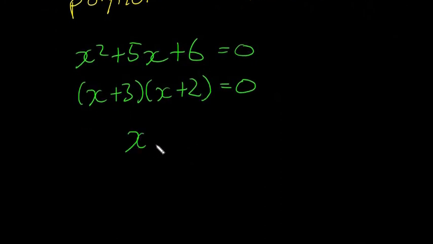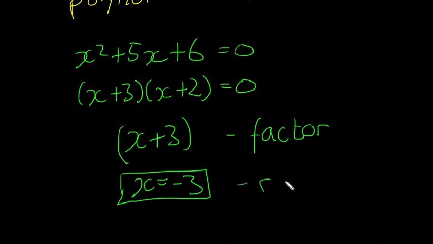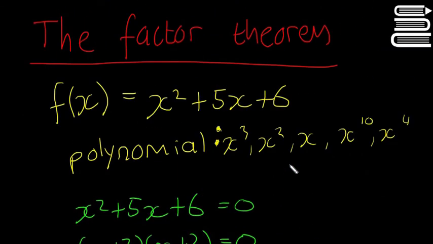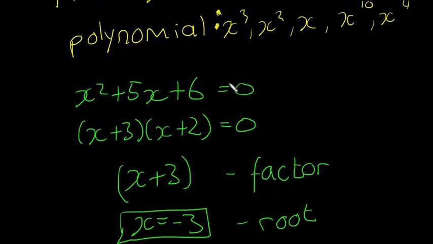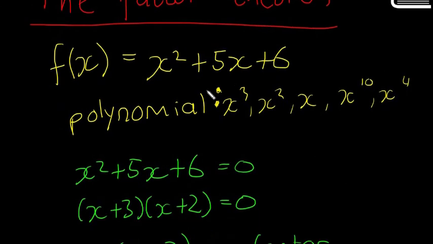I'm just going to use x plus 3 as the example. If x plus 3 is a factor, that means that x is equal to minus 3 is a root. That's basically all the factor theorem says, that for any polynomial, if x plus 3 is a factor, x is equal to minus 3 is a root. We'll look at where that becomes useful in different examples, but that's basically all the factor theorem says.